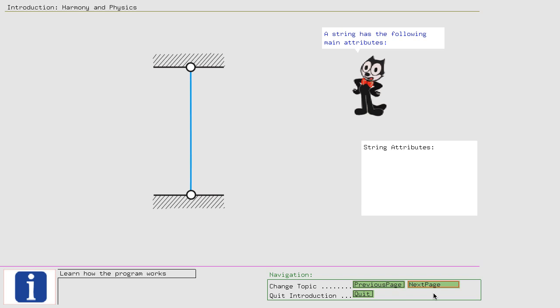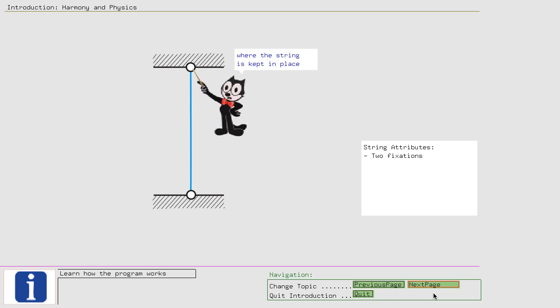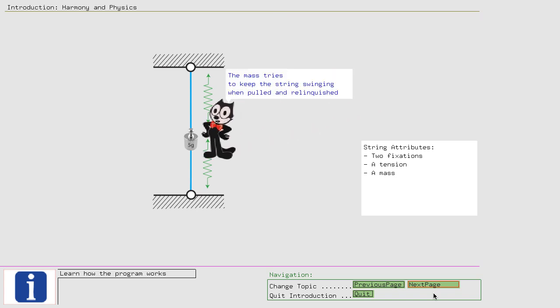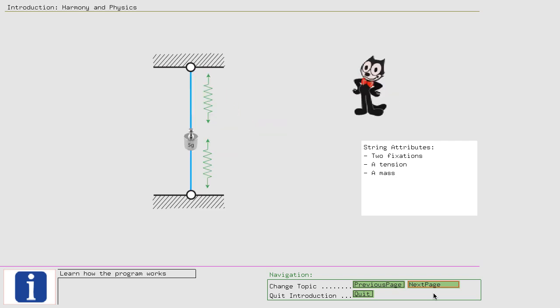A string has the following main attributes. 2 fixed points where the string is kept in place. A tension, here depicted as a spring, which usually is adjusted by winding one end up on a cranking handle. A mass, even though only a few grams, here depicted as a stone weight. The mass tries to keep the string swinging when pulled and relinquished.